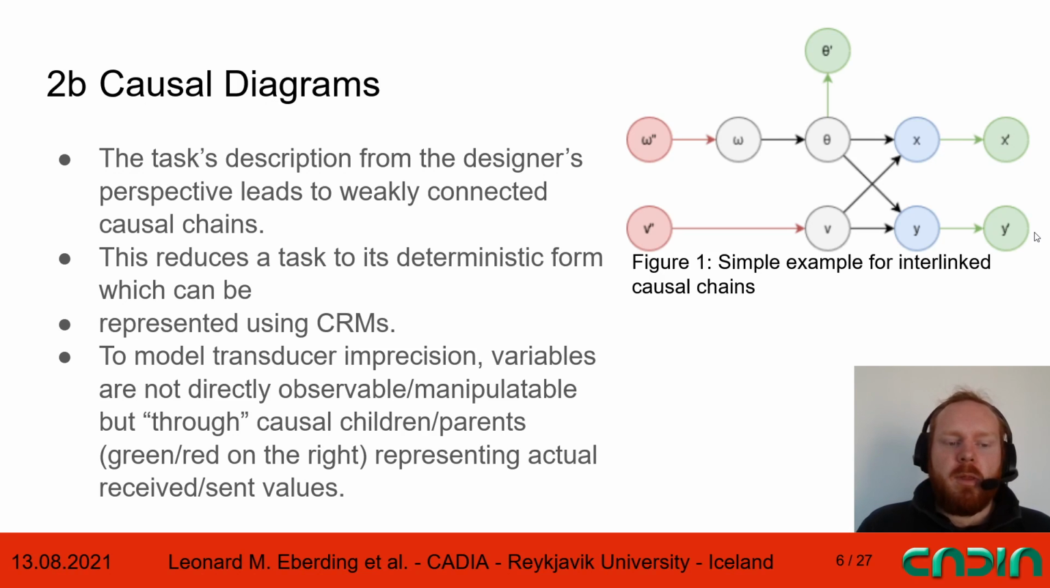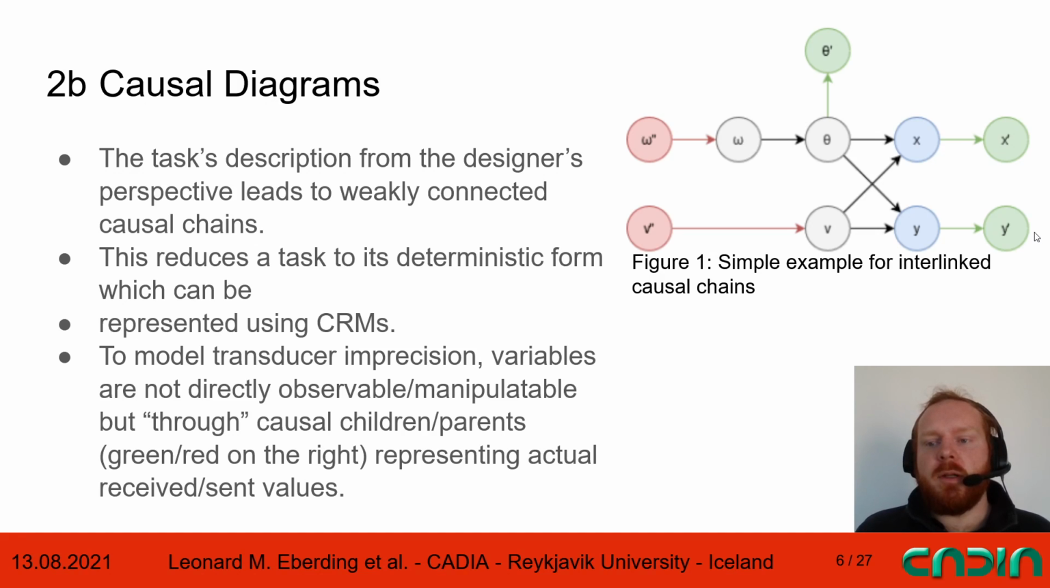Additionally, where now the body of the agent comes in, we have to model transducer imprecision. So variables are not directly observable or manipulatable, but rather through causal children or parents in the manipulation case. On the right here, you can see such a weakly connected causal chain, and the red bubbles are the manipulatables, which are not really part of the environment, but rather are still inside of the controller. And in green, you can see the observables.